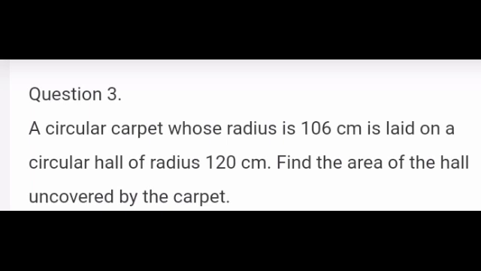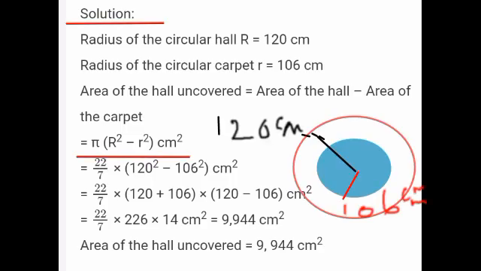Question number 3. A circular carpet whose radius is 106 cm is laid on a circular hall of radius 120 cm. Find the area of the hall uncovered by the carpet. Solution for the third question: radius of the circular hall capital R equal to 120 cm. Radius of the circular carpet small r equal to 106 cm. We have to find the area of the hall uncovered by the carpet.